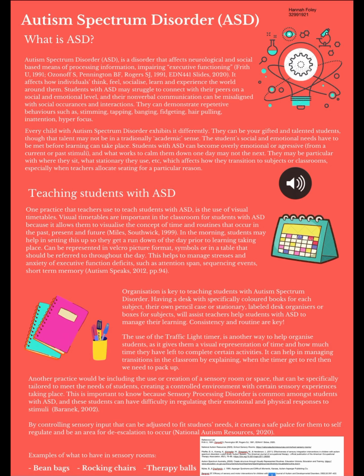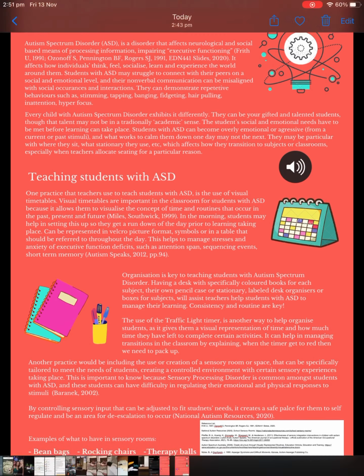Students with ASD can become overly emotional or aggressive from current or past stimuli, and what works to calm them down one day may not the next. They may be particular with where they sit, what stationery they use, their positioning in the classroom, etc., which affects the transition between subjects or classrooms, especially when teachers allocate seating for a particular reason.